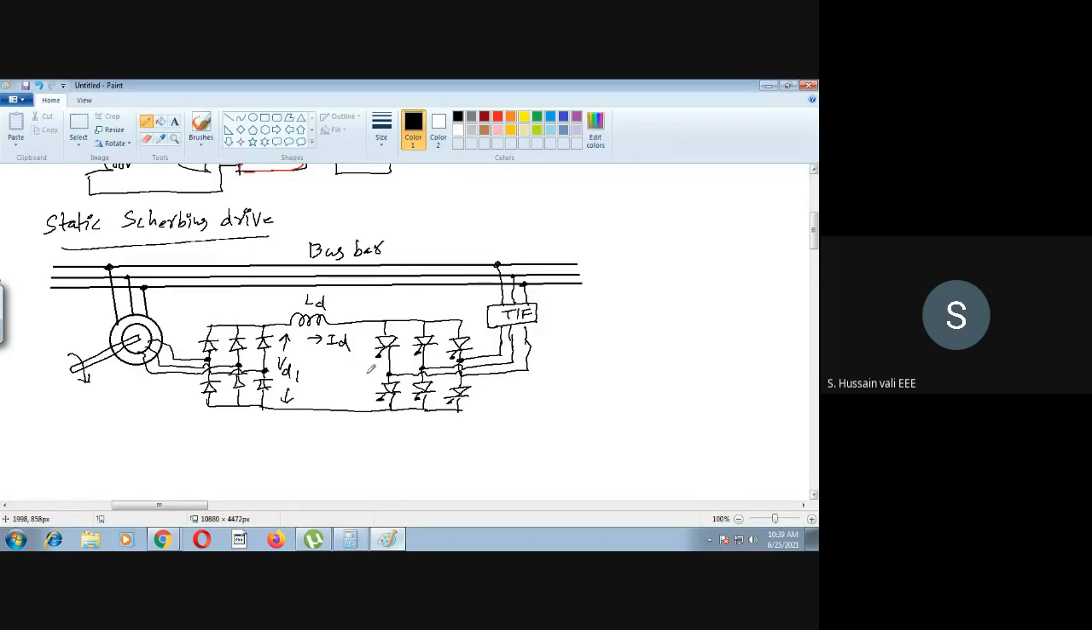Okay, this is the circuit diagram you will find here. Here you have two bridges, and this is the circuit diagram, or block diagram, for the static Scherbius based drive.